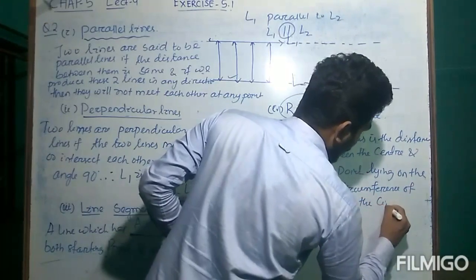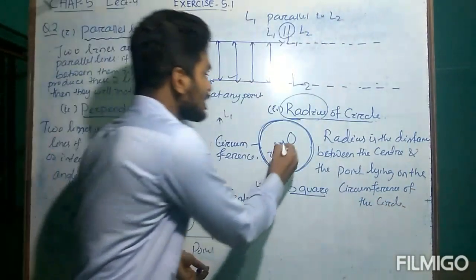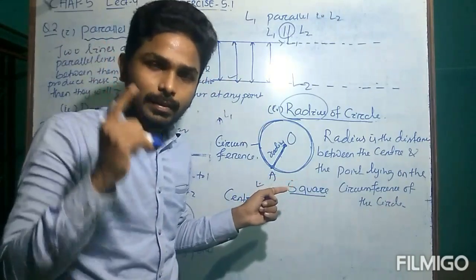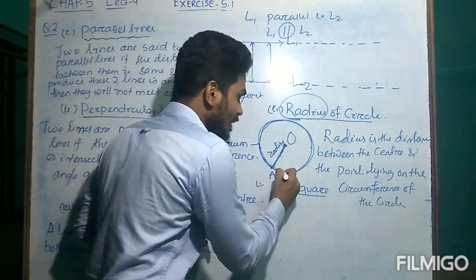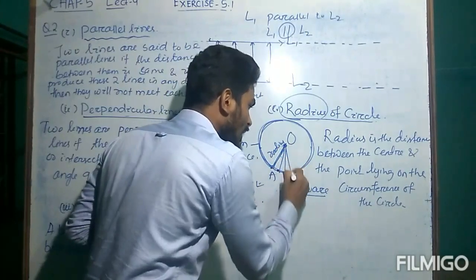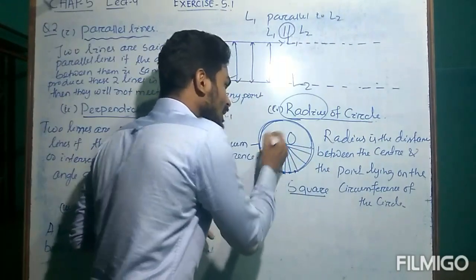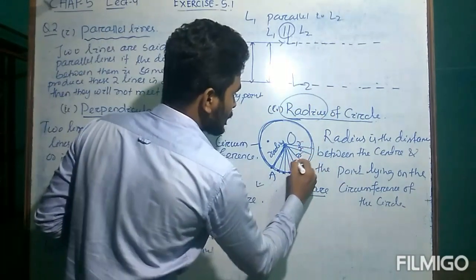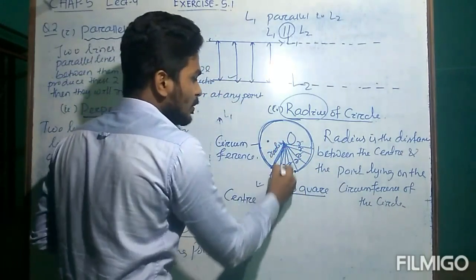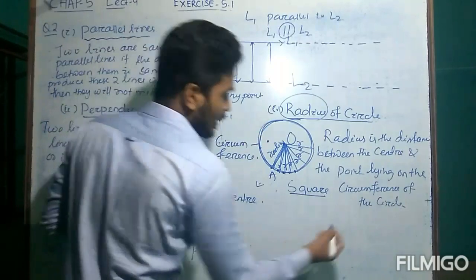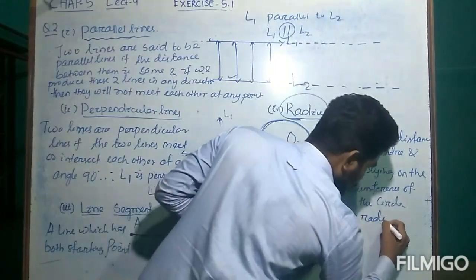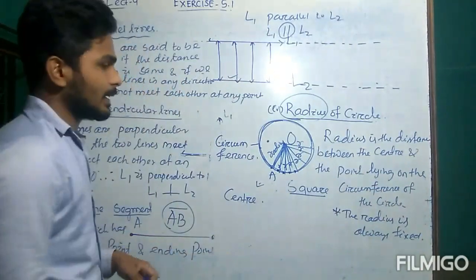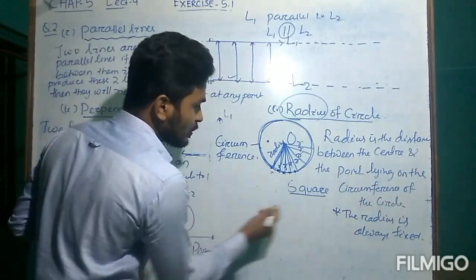Understood? So what is the radius? The radius is the distance from the center to a point, and that point should lie on the circumference, not anywhere. It may lie here, here, or here. Then these are all known as the radius. But it should not lie inside the circle. It should lie on the circumference. R, R, R. And this distance is always fixed. You can write it: the radius is always fixed.